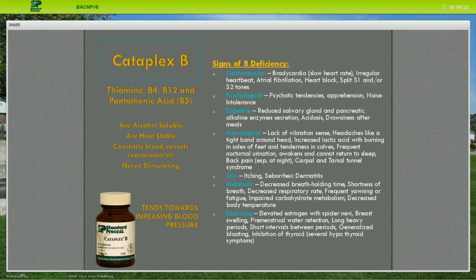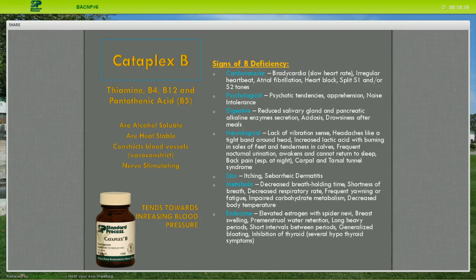I just can't. So keeping that in mind, signs of B vitamin deficiencies tend to be things like a slow heart rate, irregular heartbeats, or anything where nerve transmission problems, bundle branch blocks, heart blocks and split sounds are all related to that side of the B complex, which is stimulatory or tonic. We also see some psychotic tendencies, particularly apprehension and a decrease in tolerance to noise. It also helps with digestive function, particularly with regards to creating hydrochloric acid and encouraging pancreatic secretions.